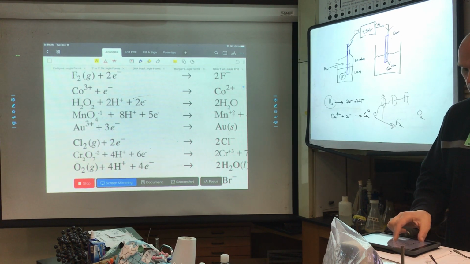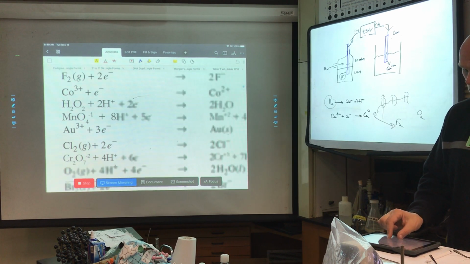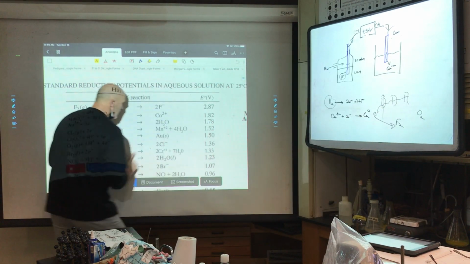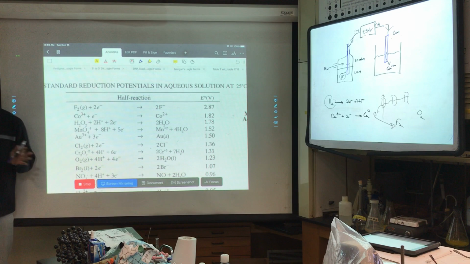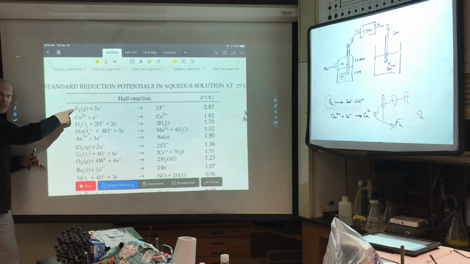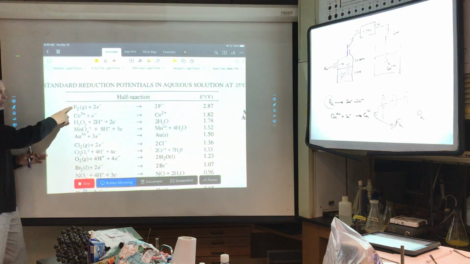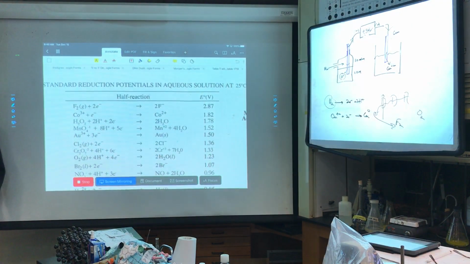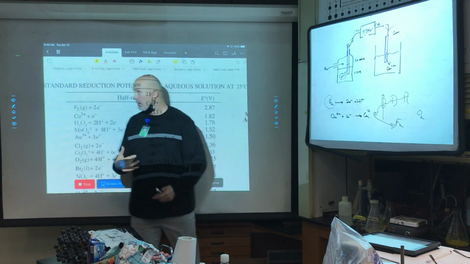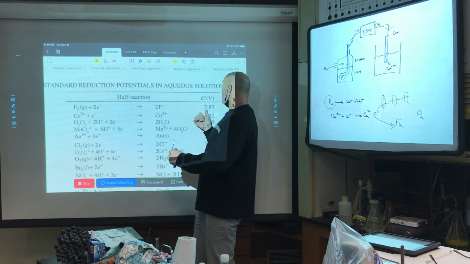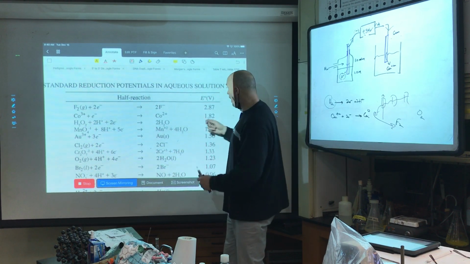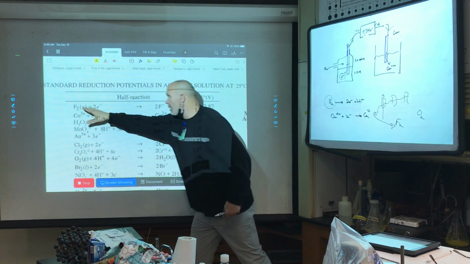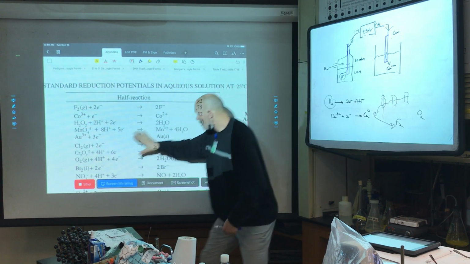But look at these guys. So the ability of these guys to rip electrons from things steadily increases. So one way to look at this table is anything on the top is a strong enough oxidizing agent to rip electrons from these things going in the reverse. And the positives and negatives work out. Fluorine being positive 2.87 can overcome a negative 1.82 this way. So everything here can react to anything below it.